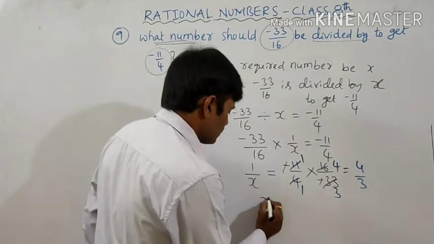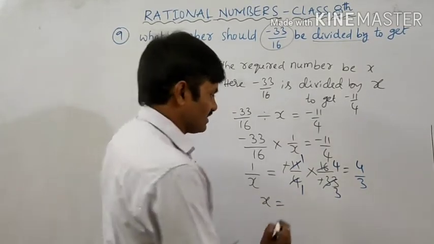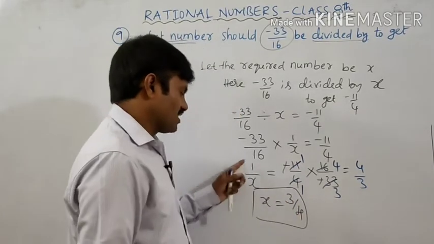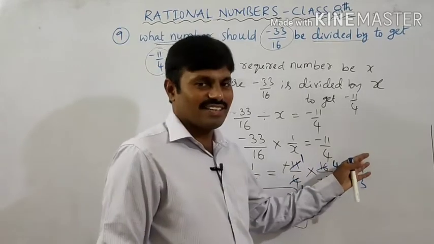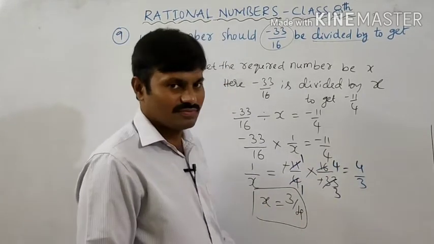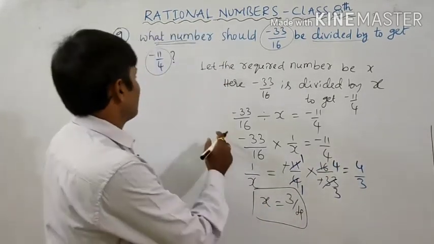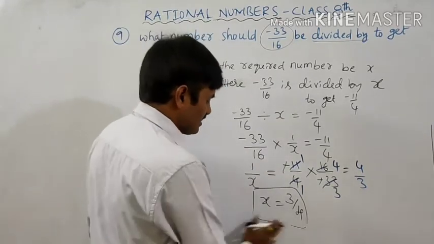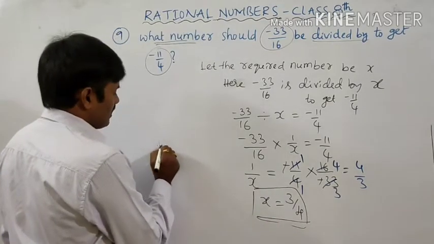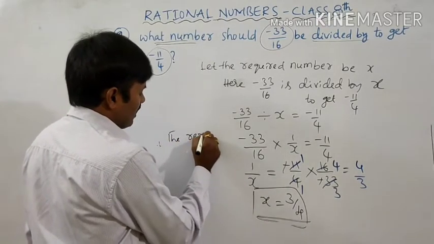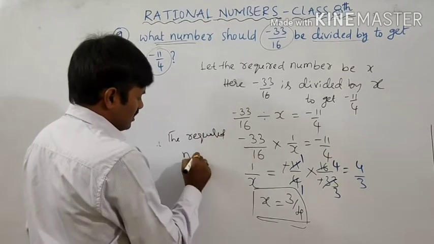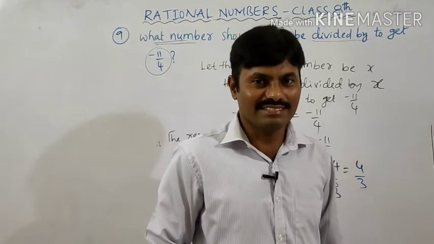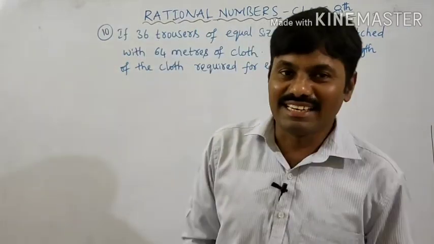Then what is the x value? That is 3 by 4. The reciprocal of 4 by 3 is 3 by 4. If the reciprocal of 1 by x is x, similarly you have to write the reciprocal of 4 by 3, that is 3 by 4. Okay, clear? So what is the required number here? 3 by 4 is the required number. Therefore the required number is 3 by 4. Is it clear? Now see question number 10, very easy.